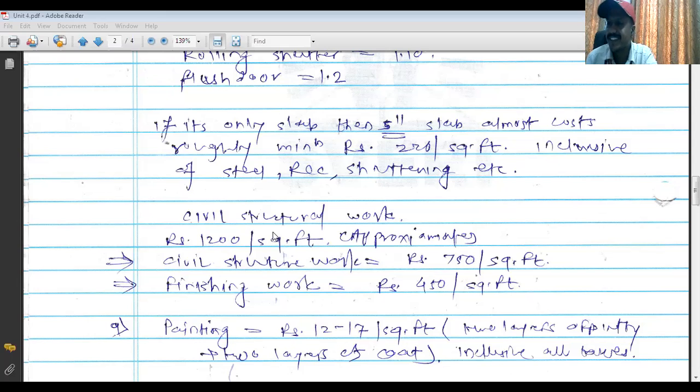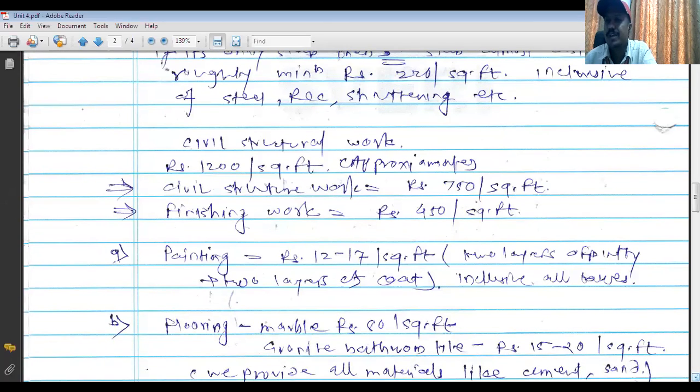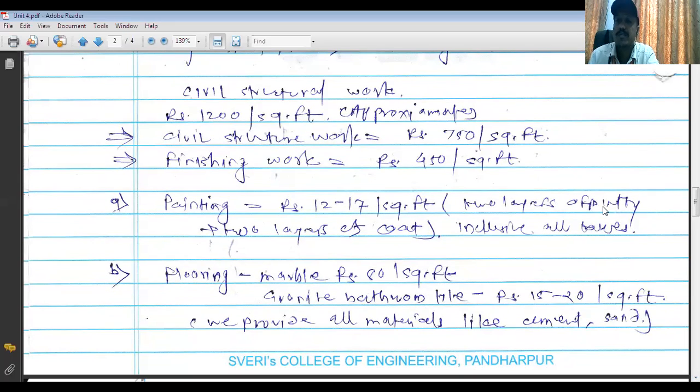See, relations, it depends on that also. Okay, then painting rate is around rupees 12 to 17, around 20 rupees per square feet. Two layers of putty and two layers of coat, inclusive of all taxes.